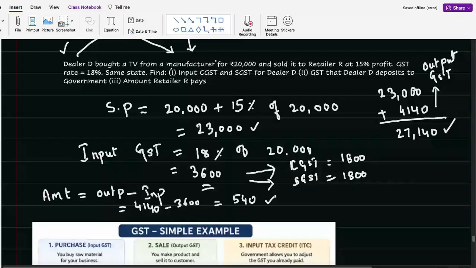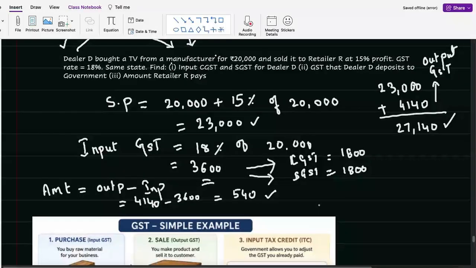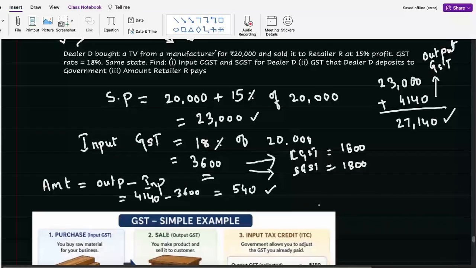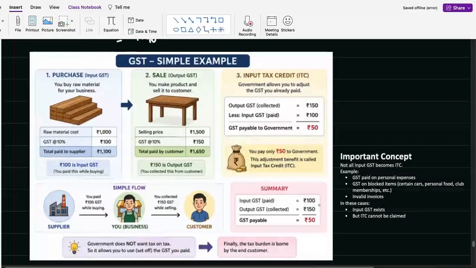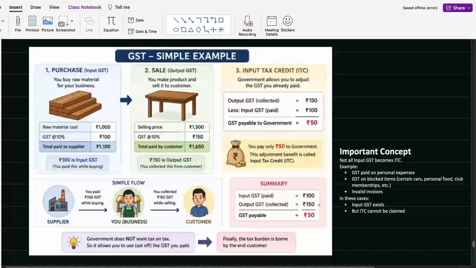Great. So, do similar problems from the textbook so that you will understand what's happening here. Now, there is one more concept related to output GST and input GST, which is known as ITC. We will cover ITC in the later problems, but here it's fine to know what output GST and input GST are in this problem. Okay, great. Move on. I am explaining a simple GST problem here.